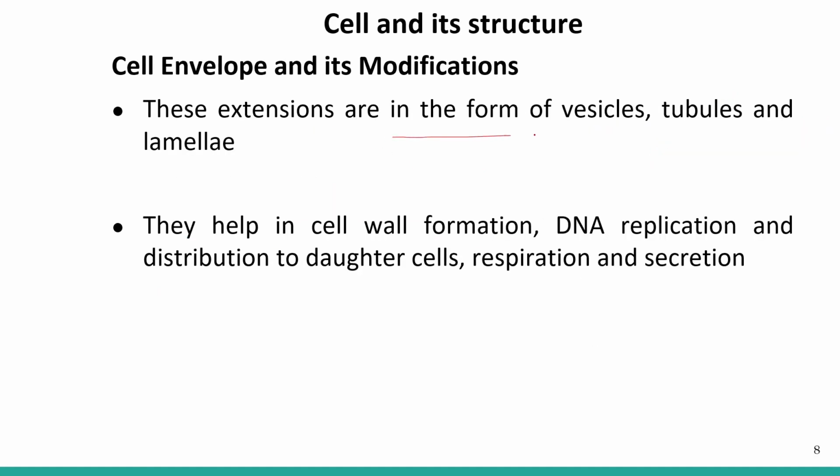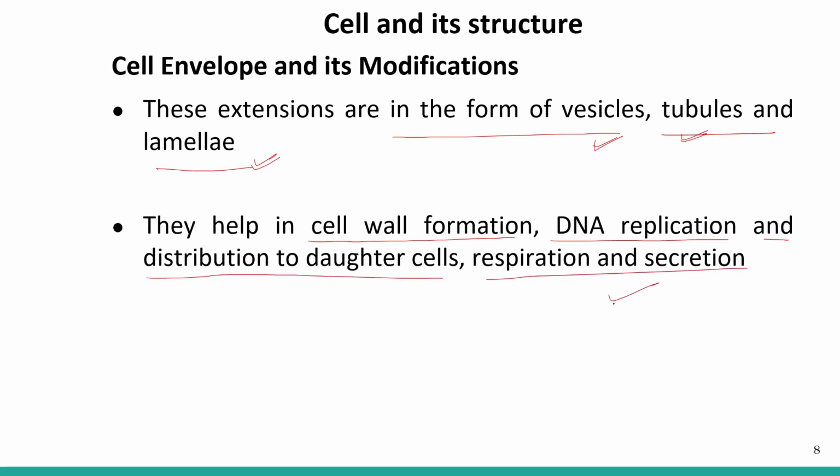These extensions are in the form of vesicles, tubules and lamellae. So this mesosome can be in the form of vesicles, tubules or lamellae. They help in cell wall formation, DNA replication, the distribution of DNA to daughter cells, and respiration and secretion. They also help in DNA replication because DNA gets attached here and it helps in the process of replication. It also helps in cell wall formation, right? So this mesosome structure is very important.